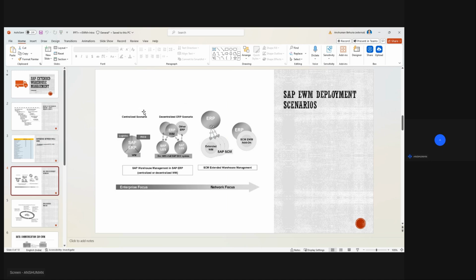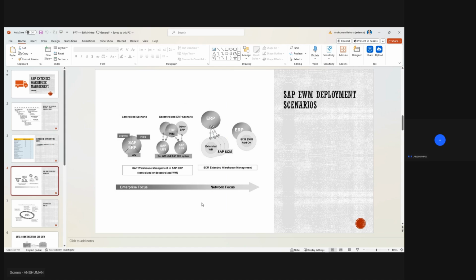This was working before the S4 HANA system. We can say ERP or ECC scenario. Now next one is a decentralized scenario. What is a decentralized scenario? It means you have a SAP ERP or SAP ECC system, and you have another system, an ERP WM system. So WM is a separate entity.